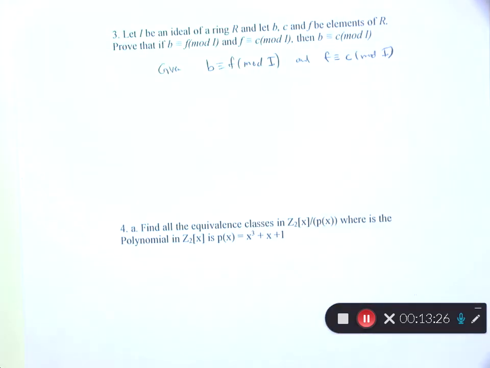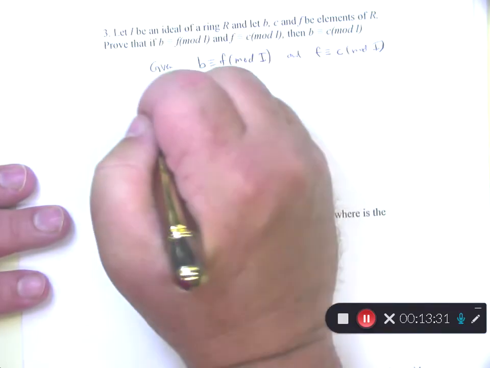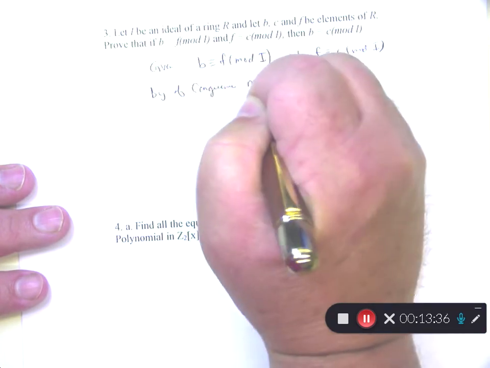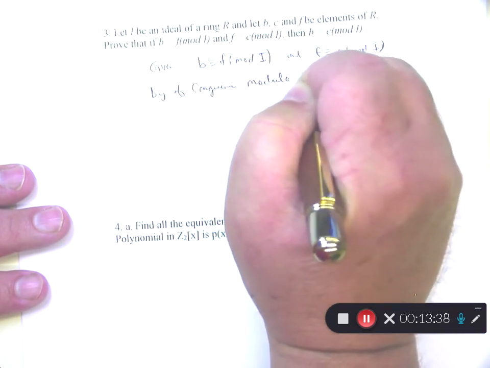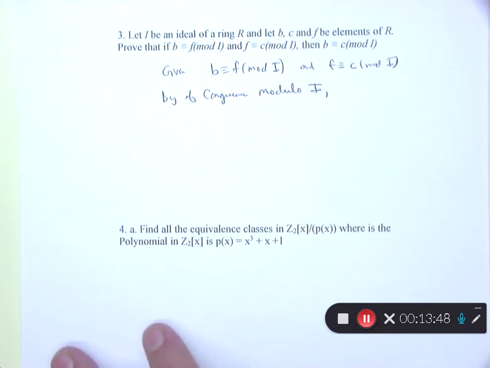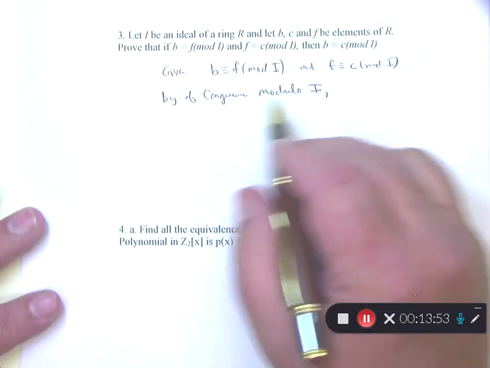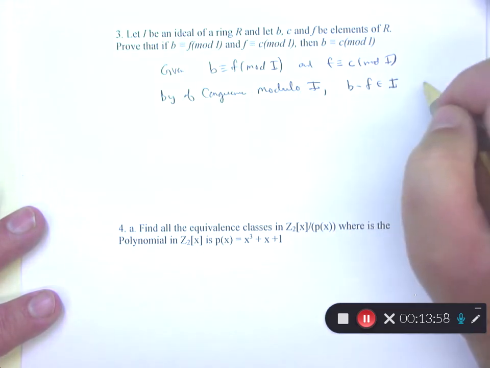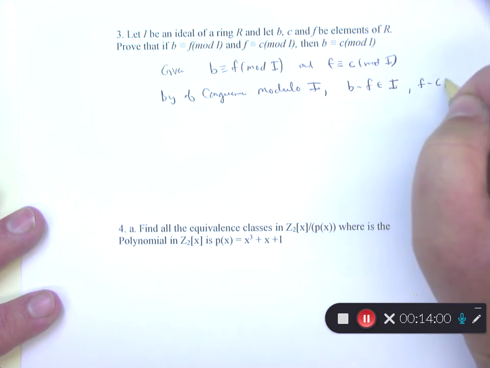Now, where most people are going to screw this up is they're going to tell me, well, by definition of congruence modulo I, and that part you're right, what do you have? And they're going to tell me I divides B minus F. No, there's no dividing in ring structure. This is now ring structure. This is modulo an ideal. Remember your definition of congruence modulo I means that B minus F is an element of I. And F minus C is an element of I.